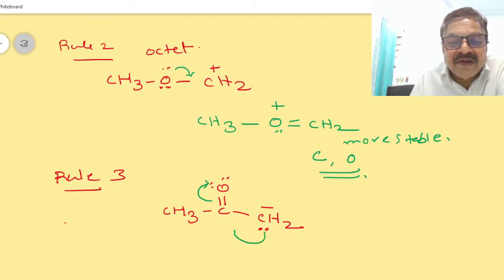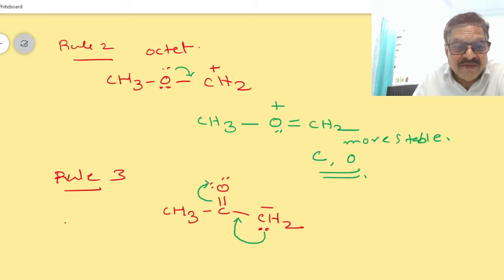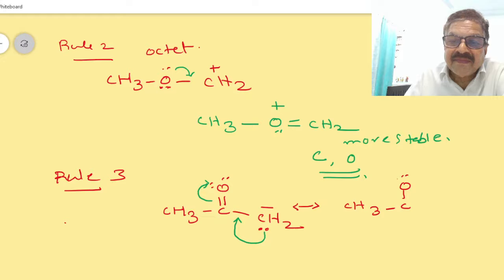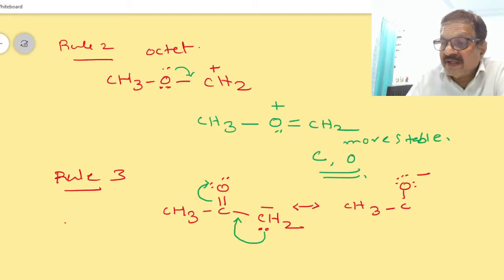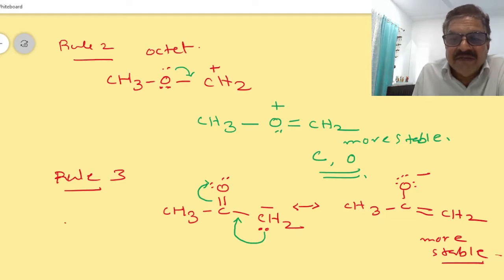Therefore we can show it like this. This lone pair goes like this. How will the structure look? The more stable structure will be CH3, C, with the negative charge on the more electronegative atom. So this will be more stable. So, negative charge on a more electronegative atom.